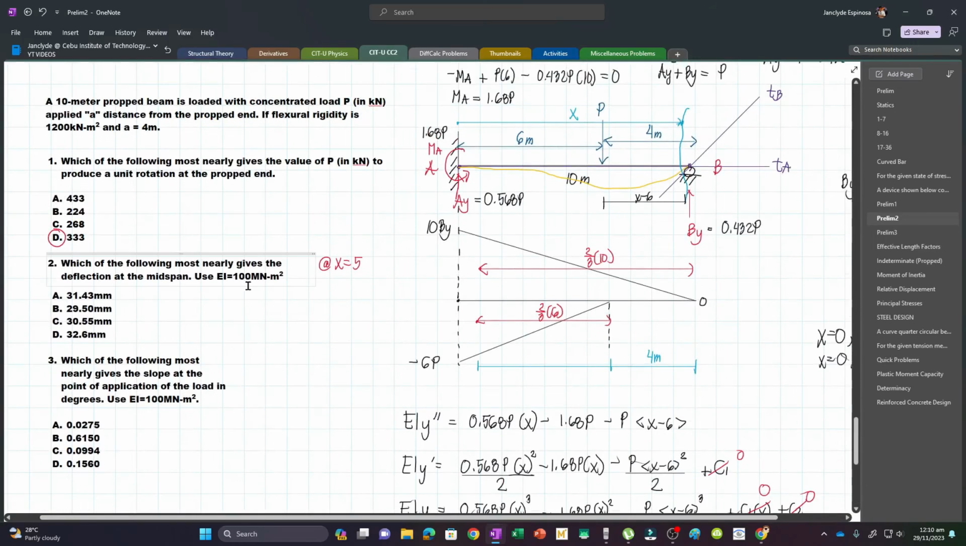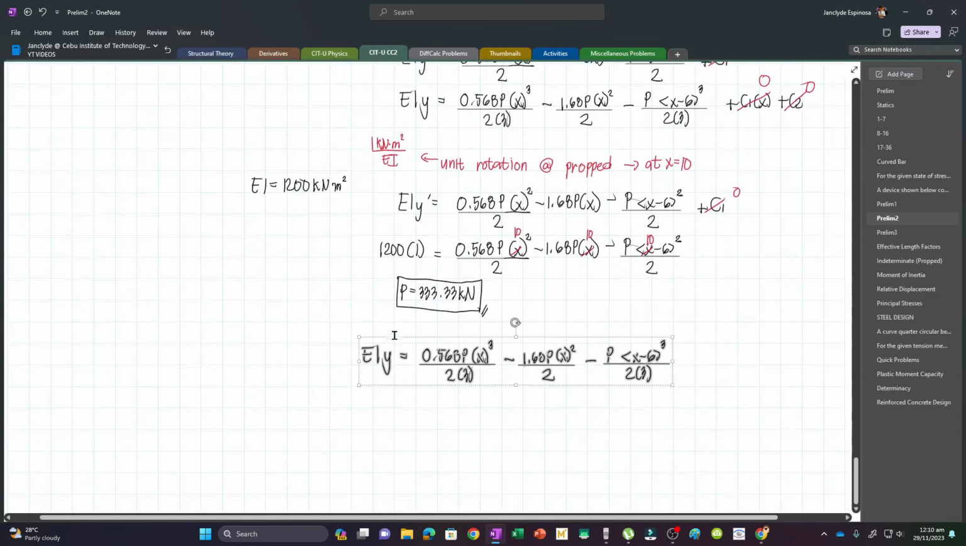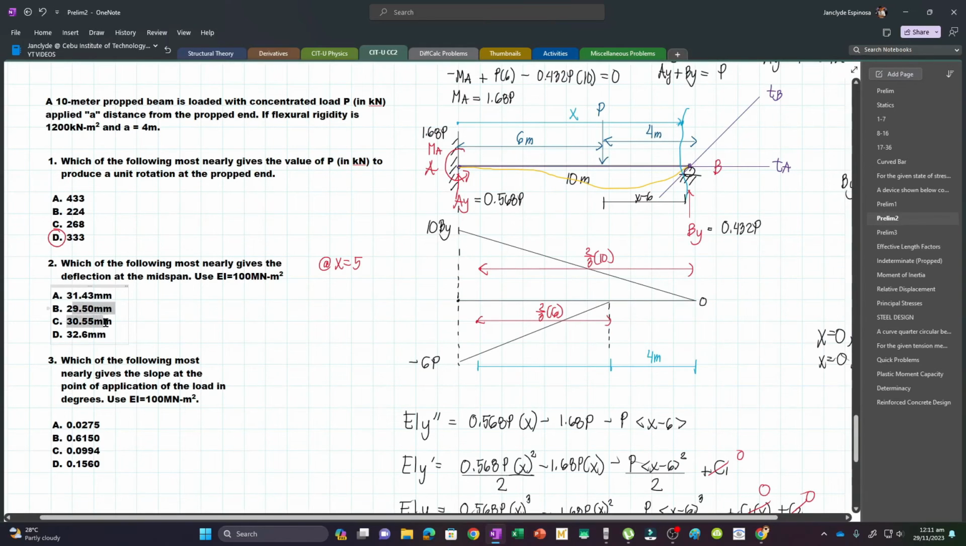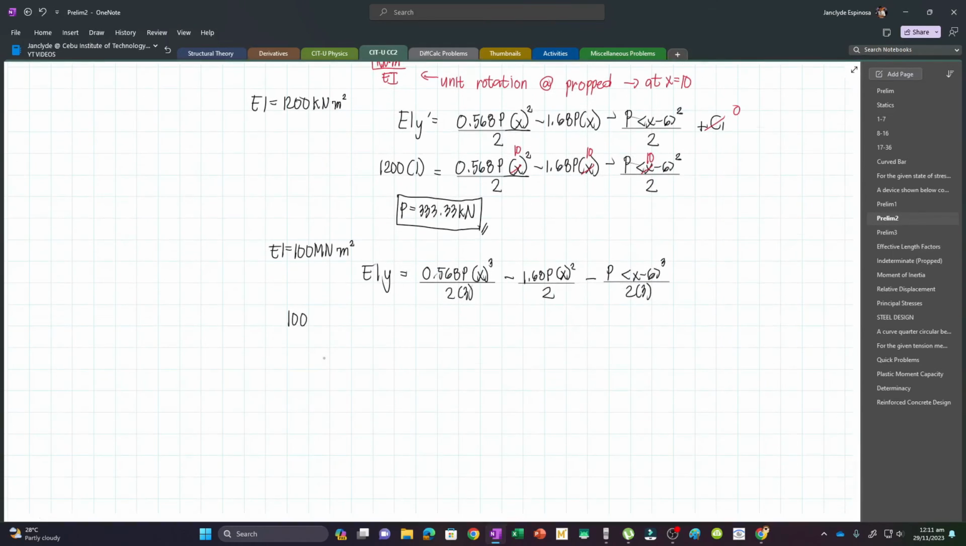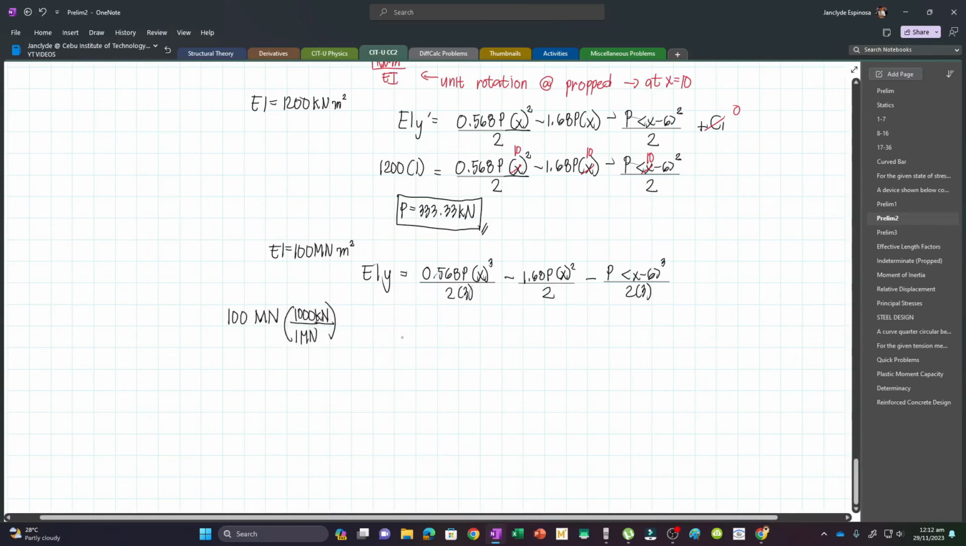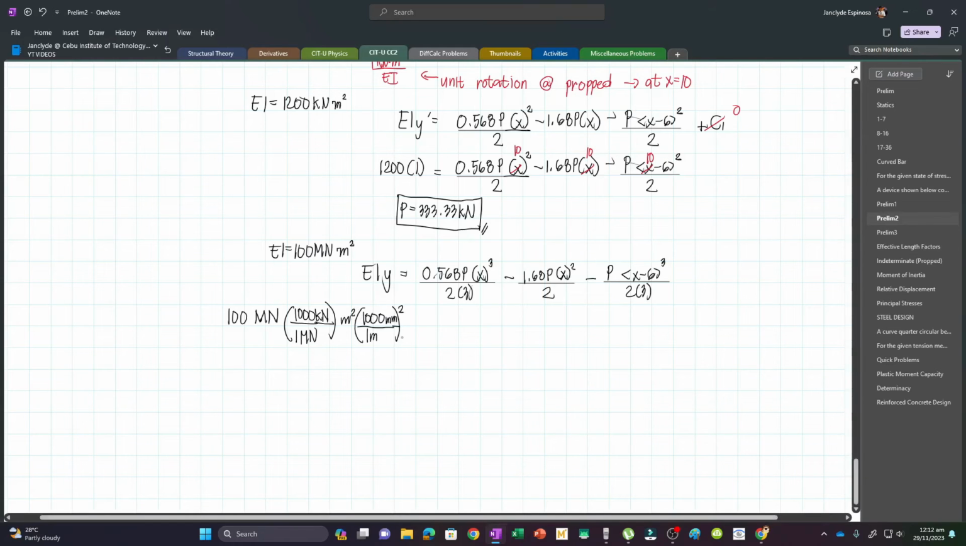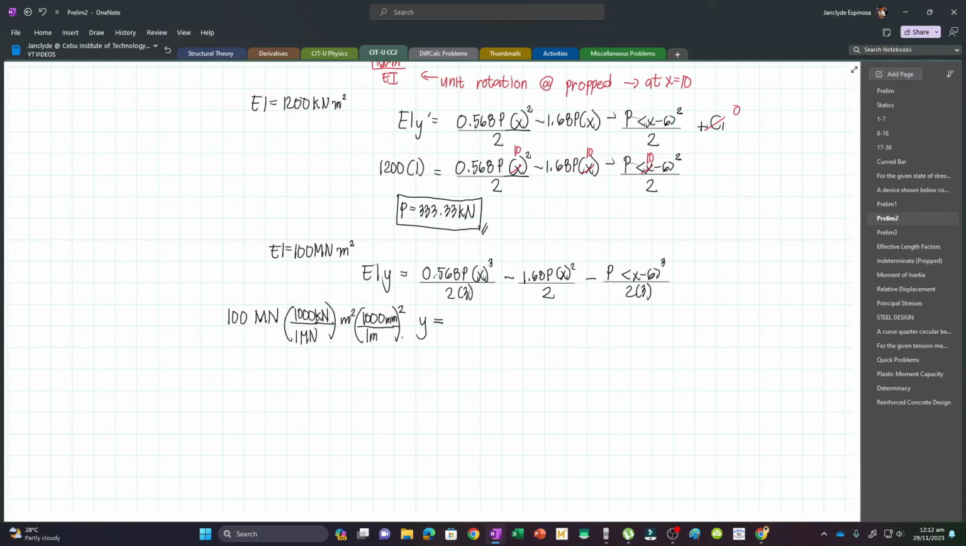Now, the given EI is 100 MN m squared. EI is equal to 100 MN m squared. So we put 100. Now, the units here are in mm, so we make them consistent. The meganewtons we convert to kN. The conversion is 1 MN is equal to 1000 kN. And then for the m squared, we also convert it: 1 meter is equal to 1000 mm, and since it is squared, we also square it. And so our units are consistent. And so here, we put y. And then that is equal to this.